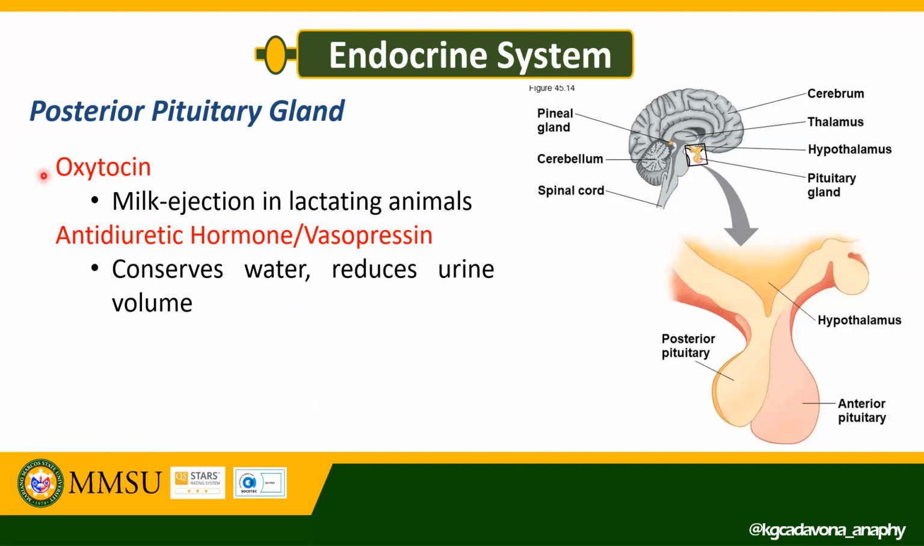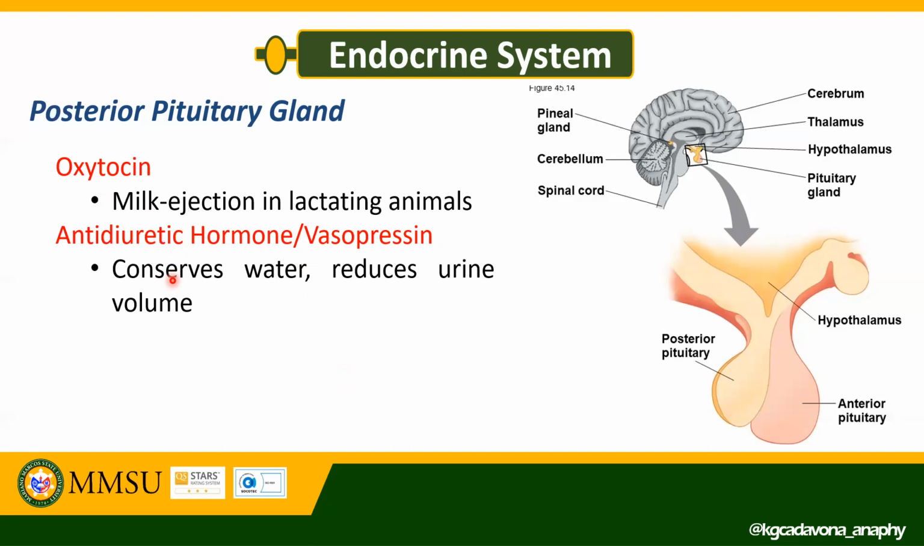Now for the posterior pituitary gland, we do have two hormones here, the oxytocin and then the vasopressin. So kindly correct also the spelling in your module. It should be anti-diuretic hormone. So si oxytocin, this is the hormone that is responsible for the milk ejection sa mga lactating animals. Pag sinabi natin na lactating, this of course ay yung mga nagpapasuso na mga animals.